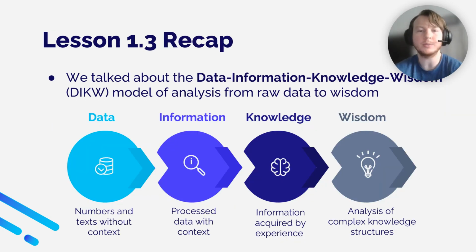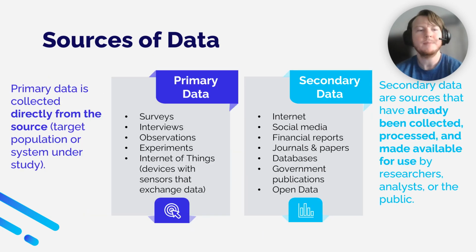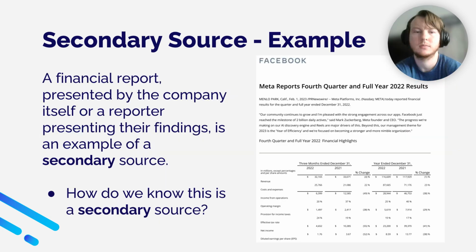So we're going to recap the data information knowledge wisdom model from lesson 1.3. And then we are going to move right into sources of data. So what we're covering here are primary sources that are collected directly from the source versus secondary sources that are coming from sources that have already been collected, processed, and made available for use. That might be because of the work of researchers or analysts or some kind of public service.